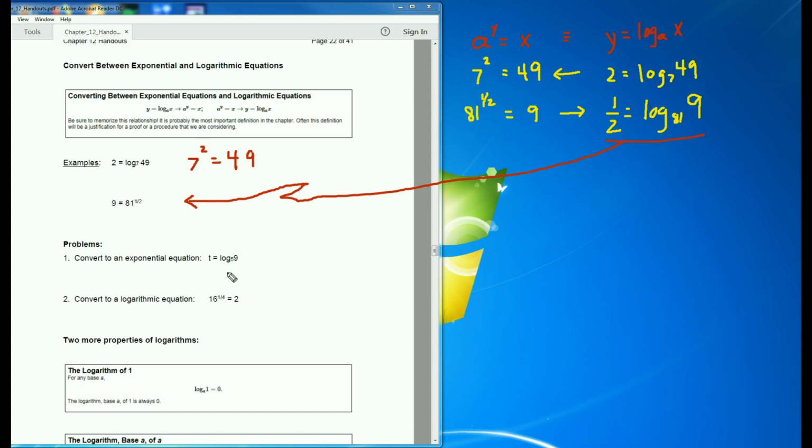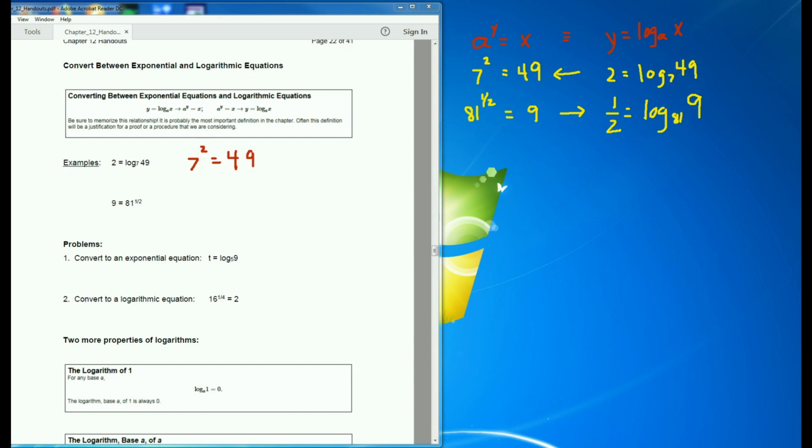Okay? All right, so I've got a couple problems here for you guys to try. Just do exactly the same thing. In this case, you've got a logarithmic, convert to exponential, and here vice versa. So go ahead and pause for a second and try to do those on your own before you check the answer.